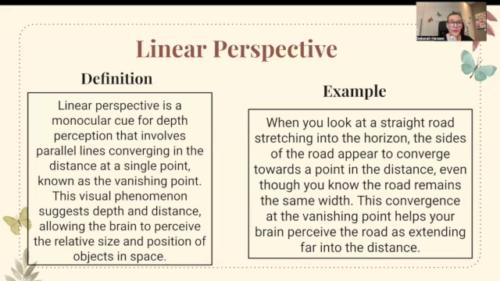Linear perspective. Linear perspective is a monocular cue for depth perception that involves parallel lines converging in the distance at a single point, known as the vanishing point. This visual phenomenon suggests depth and distance, allowing the brain to perceive the relative size and position of objects in space. So when you look at a straight road stretching into the horizon, the sides of the road appear to converge towards a point in the distance. Even though you know the road remains the same width, this convergence at the vanishing point helps your brain perceive the road as extending far into the distance.